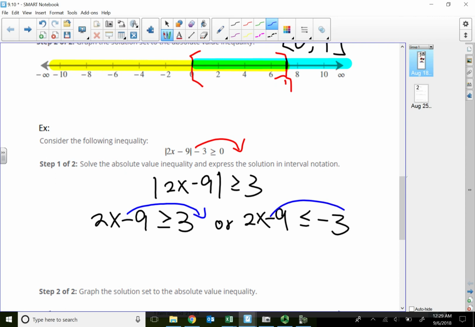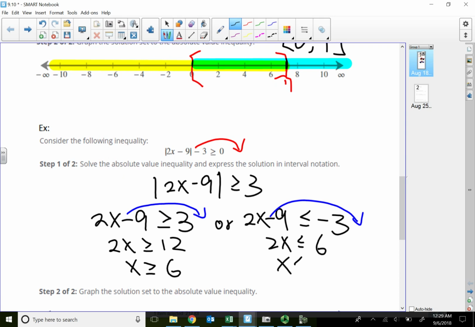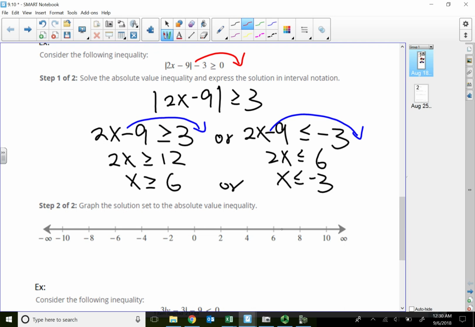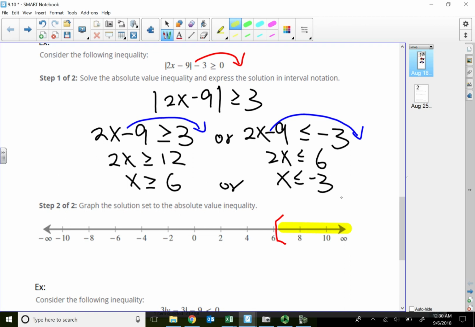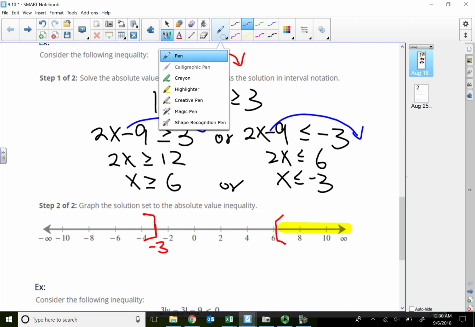Let's quickly move the negative 9 over. So that's 2x greater than or equal to 12, so x is greater than or equal to 6. This one is 2x less than or equal to positive 6, since negative 9 comes over and becomes positive. Divide both sides by 2: x is less than or equal to 3. So now I'm looking for numbers that are greater than or equal to 6, using a bracket to the right side of 6, or I can also look for answers that are less than or equal to negative 3. So that will be from negative 3 going to the left.